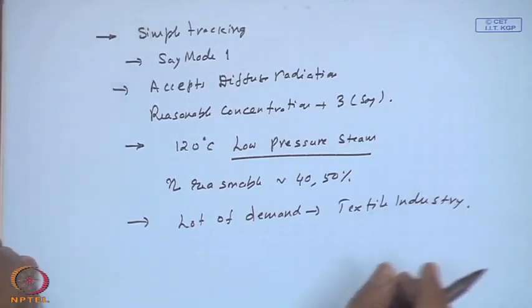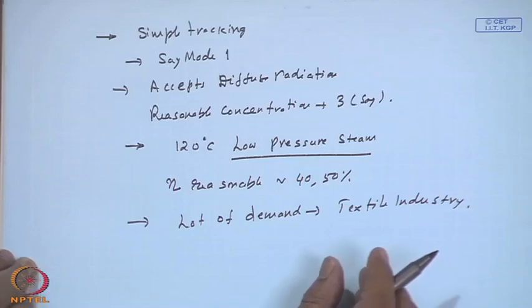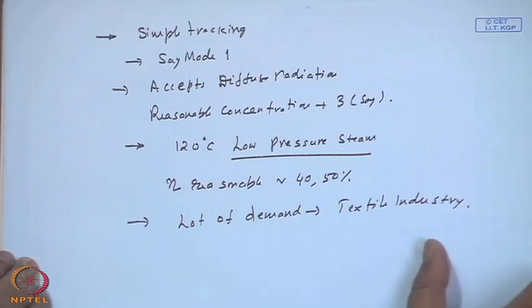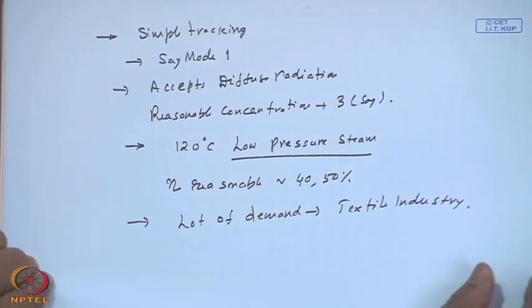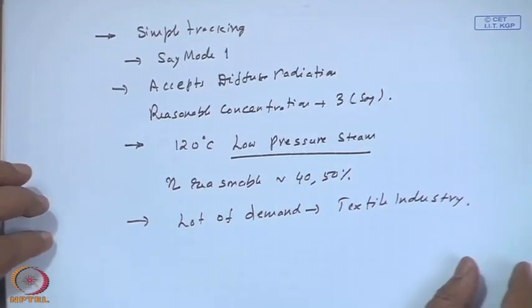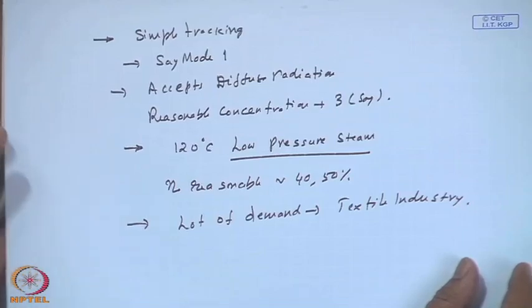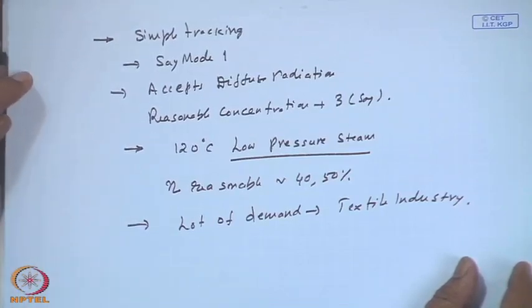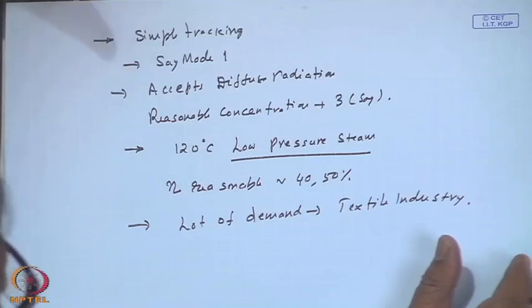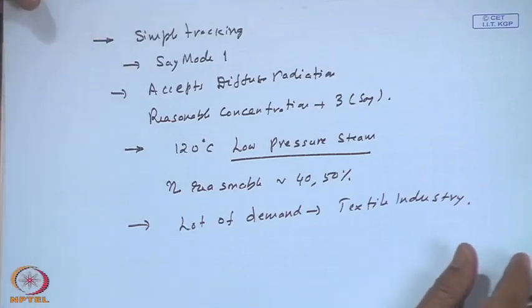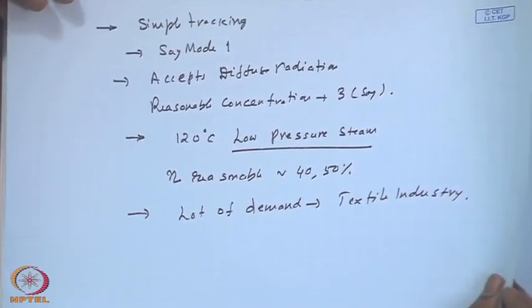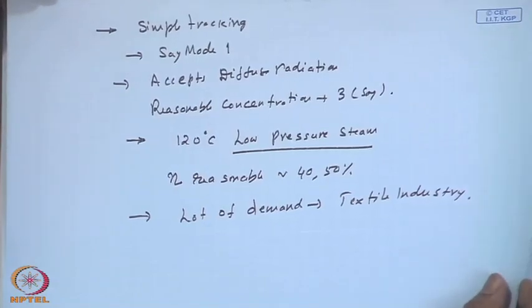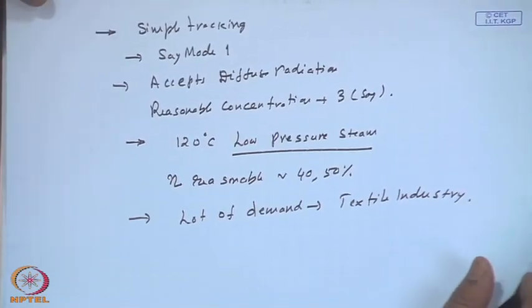So, you got a reasonably efficient collector without going to 3 glass covers and a selective coating through the flat plate, but one single daily adjustment you do, a compound parabolic collector which will give you a reasonable concentration ratio of 3 or 3 to 5, which is good enough for generating low pressure steam up to 120, 140 degree C with a reasonably high efficiency of 40 to 50%, and the applications are plenty. Particularly, one mention I am making is the textile industry.